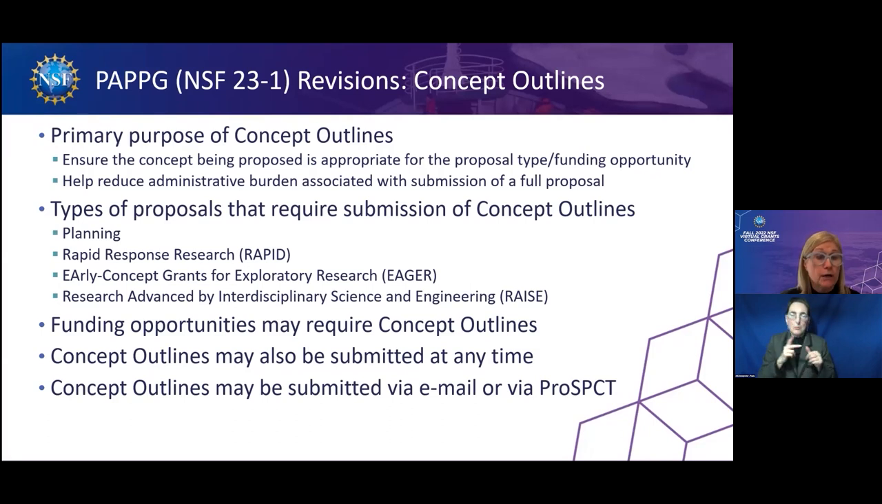The primary purpose of requiring a concept outline is to ensure that the concept being proposed by the prospective PI is appropriate for the proposal type or funding opportunity, and to help reduce the administrative burden associated with submission of a full proposal. So the program officer is going to look at it and say, is this right? And then let you know via a response email whether it's appropriate for either the proposal type or the funding opportunity that you plan to submit. Now, Planning, RAPID, EAGER, and RAISE funding types already require the prospective PI to contact the relevant program officer prior to submitting the proposal. Concept outlines are considered, again, by the cognizant program officers to determine the appropriateness of the work, and you will receive an email that specifies whether a full proposal may be submitted.